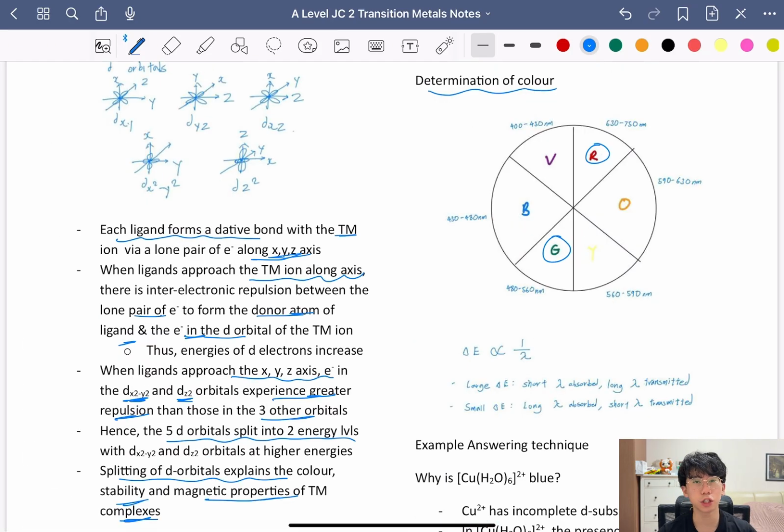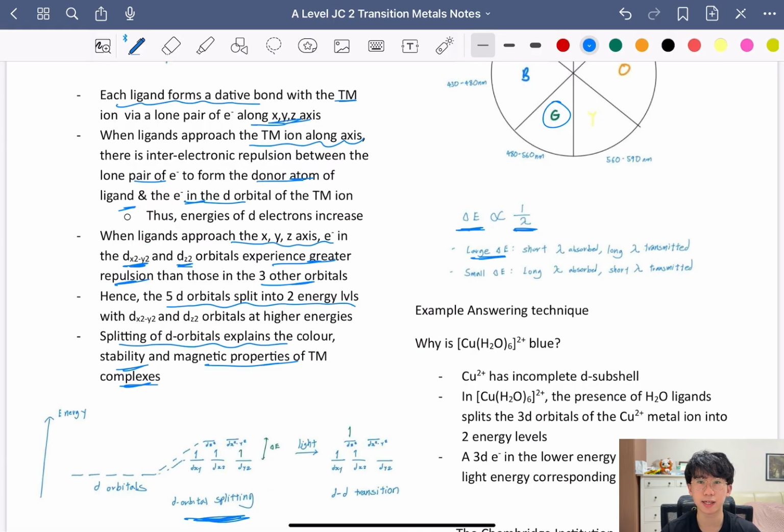So just a concept for you to take note is that with regards to wavelengths of light, this delta E over here is actually inversely proportional to the wavelength of light, meaning that if there's a larger delta E, there's a shorter wavelength absorbed and therefore a longer wavelength transmitted, and vice versa.